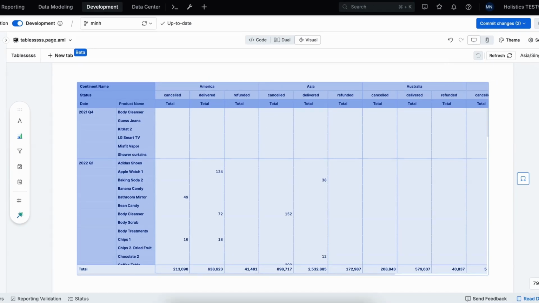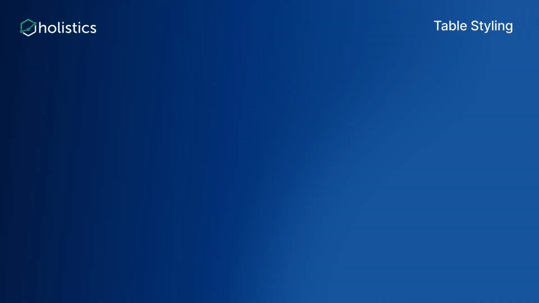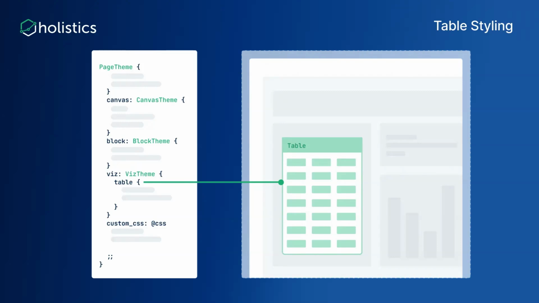There are many other styling options available here, so be sure to check out our documentation to make the most of it. You can also style your tables at the themes level. This means you can define table styling in any custom theme you create, ensuring consistent styling across all table visualizations.